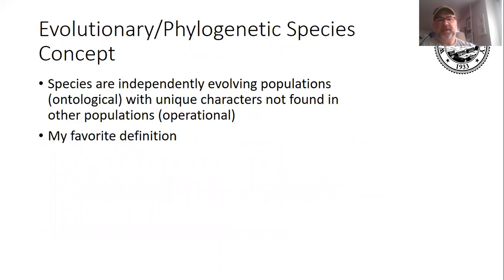So what I see today is a hybrid of the evolutionary and phylogenetic species concepts, where the evolutionary concept tacks on an ontological aspect to it, that these are uniquely evolving populations, and the phylogenetic species concept tacks on an operational definition: we know they're independently evolving because they have unique alleles.